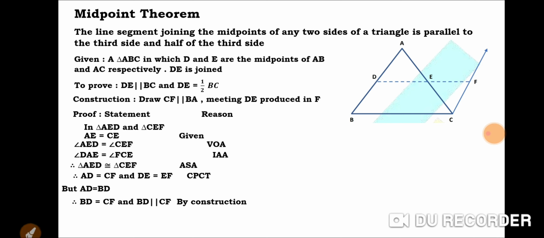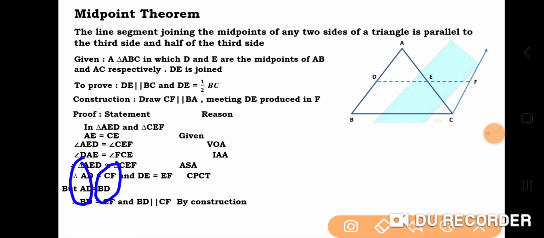When you consider these two equations, AD is equal to CF and AD is equal to BD, according to axiom 1, things which are equal to the same thing are equal to one another. These are the things which are equal to the same thing. Then CF is equal to BD because of axiom 1. So here BD is equal to CF.